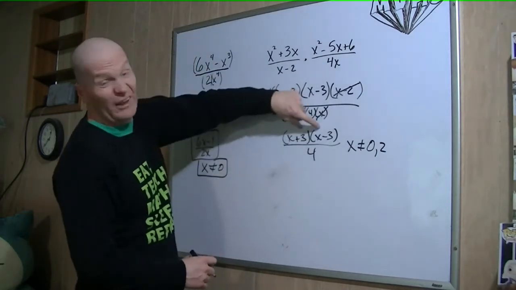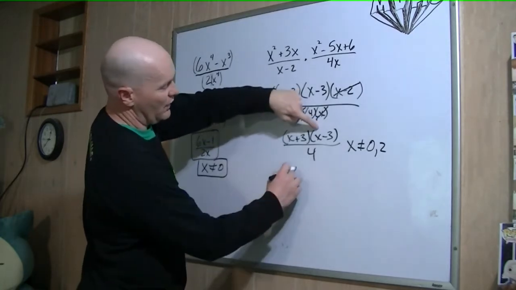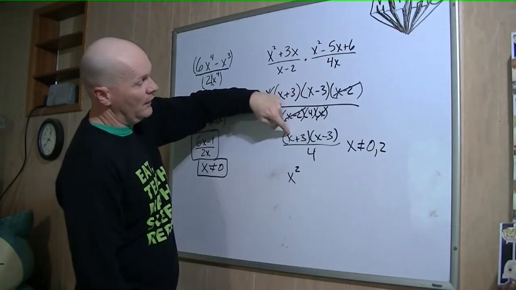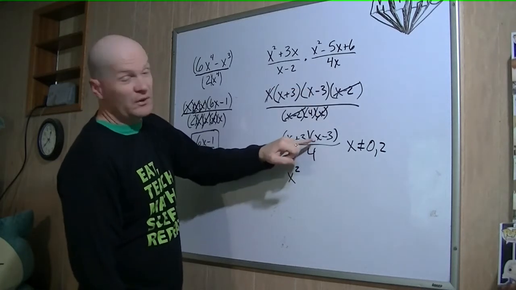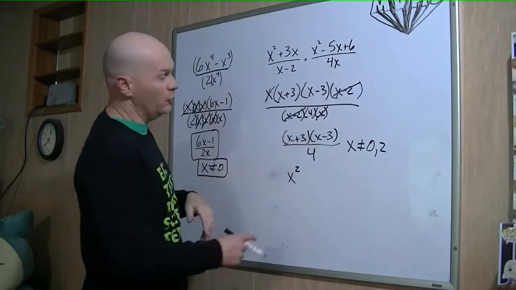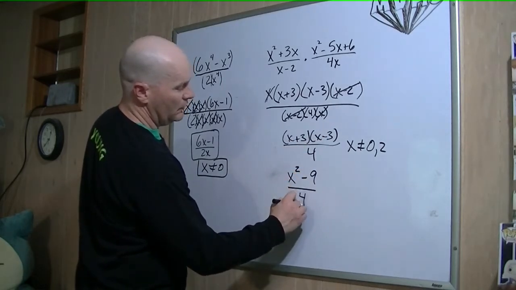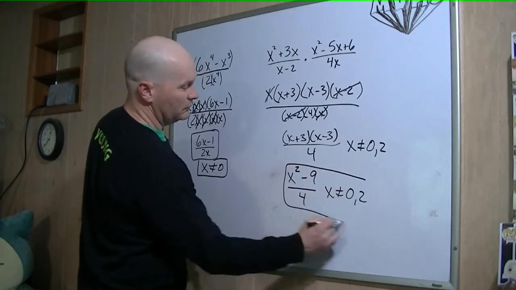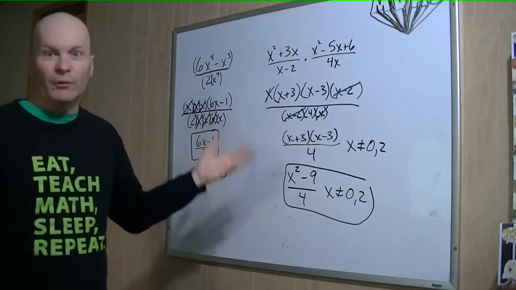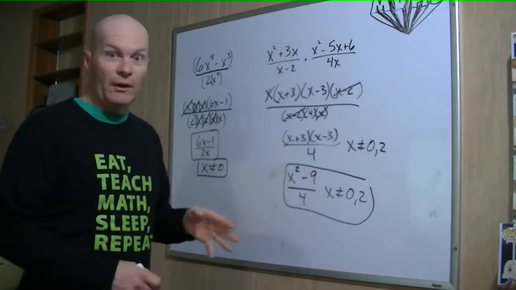An even better answer would be if we multiplied this all out, if we did FOIL. So x times x is x squared. X times -3 is -3x. 3 times x is positive 3x, so those two middle terms cancel out. And then 3 times -3 is 9. So this would be the best answer. If you made it to here on your comprehension check, that's fine. Okay, that is simplifying and multiplying.